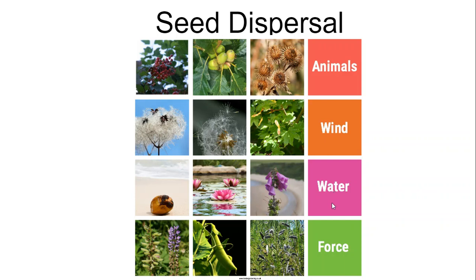A third way is water, as some plants grow directly in water, so the seeds float away from the plants and grow somewhere else within the water. And the fourth source is force. Some seeds are held within pods, and as these pods grow, they snap and drop the seed into the soil to grow a new plant.